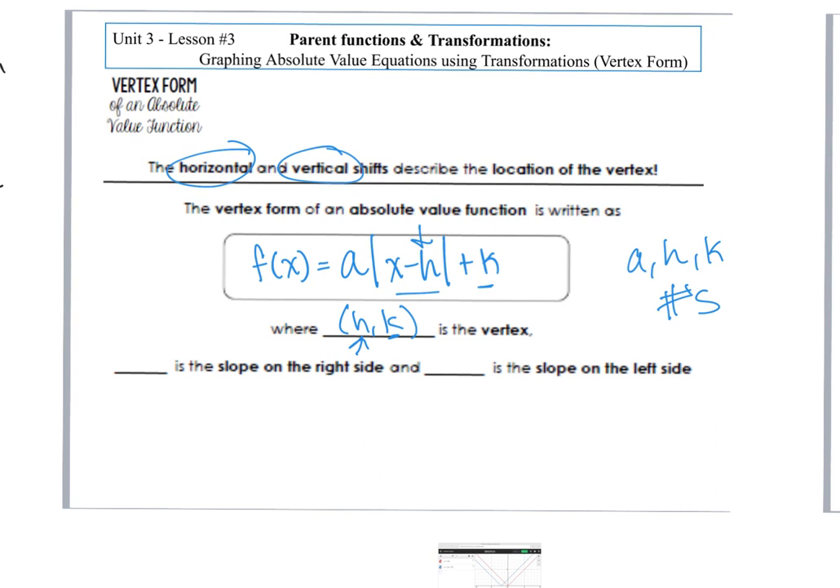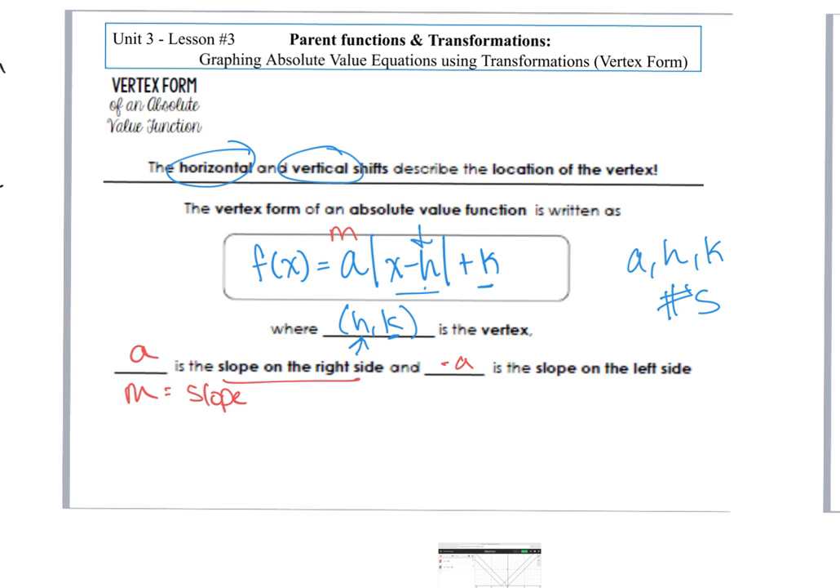Okay, so h and k: the h number is the x value of the vertex, and k is the y value of the vertex. And then it says here that a is the slope on the right side and negative a is the slope on the left. Now usually we use m for slope, but here we're saying a. You could think of a and m as being the same type of thing.